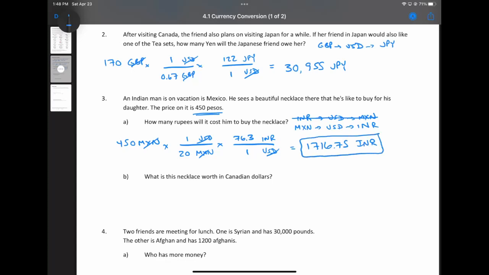I gotta pronounce that correctly. They're not rubies. Rubies are gems. Rupees are currency.